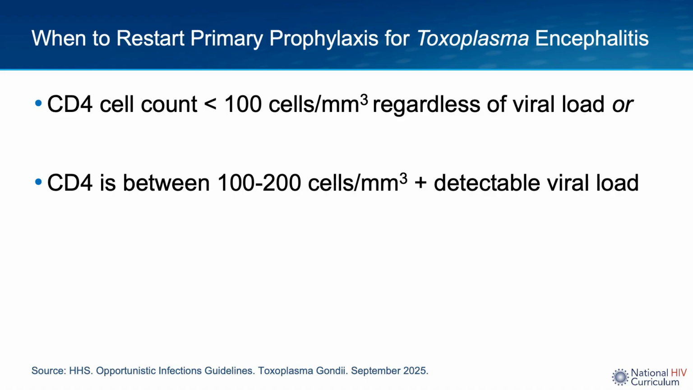So there may be situations when you discontinue the toxoplasma prophylaxis, but it needs to be restarted. These are the indications for when to resume prophylaxis. If the CD4 count drops to less than 100, toxoplasma prophylaxis needs to be resumed for patients with positive serum toxo IgG, regardless of whether they have viral suppression on ART. Prophylaxis also needs to be restarted for individuals with a CD4 count between 100 to 200 if they have a detectable HIV viral load.